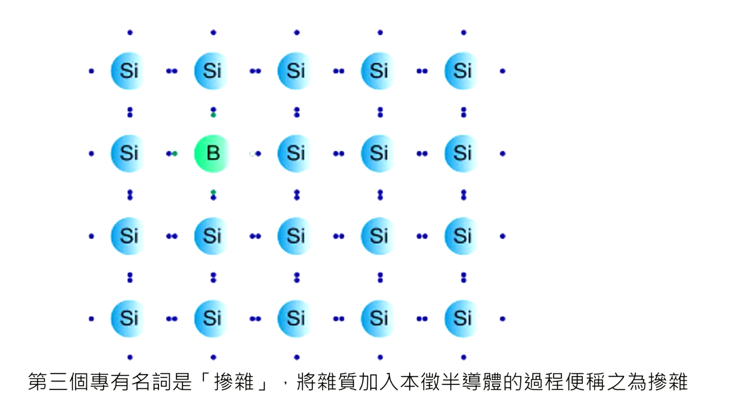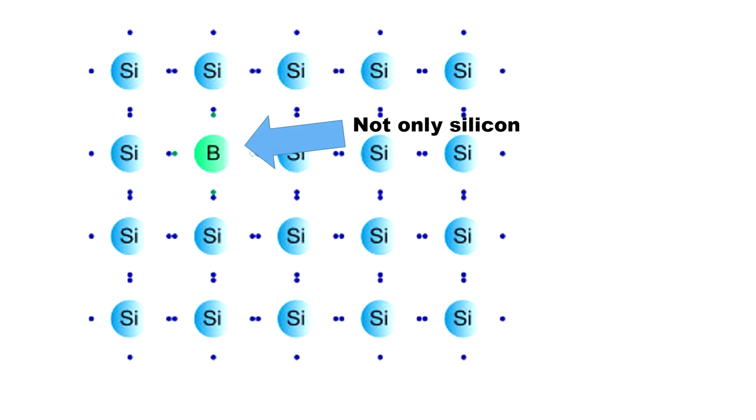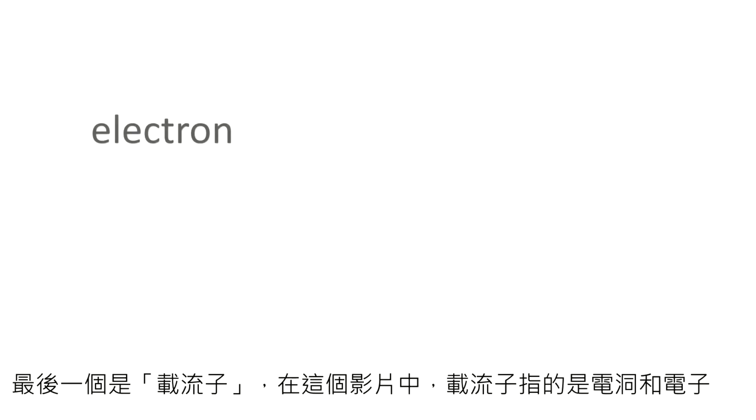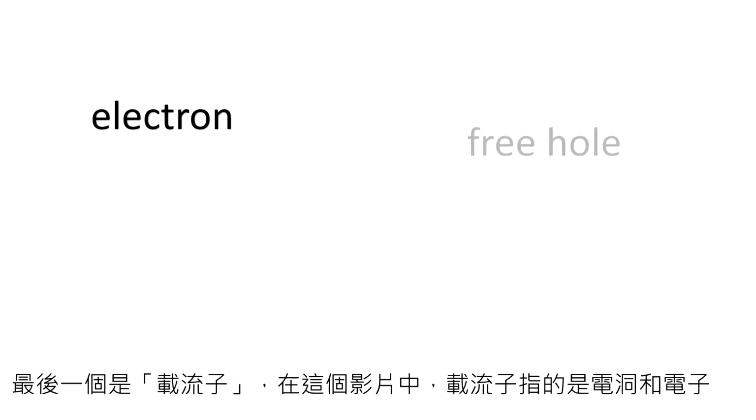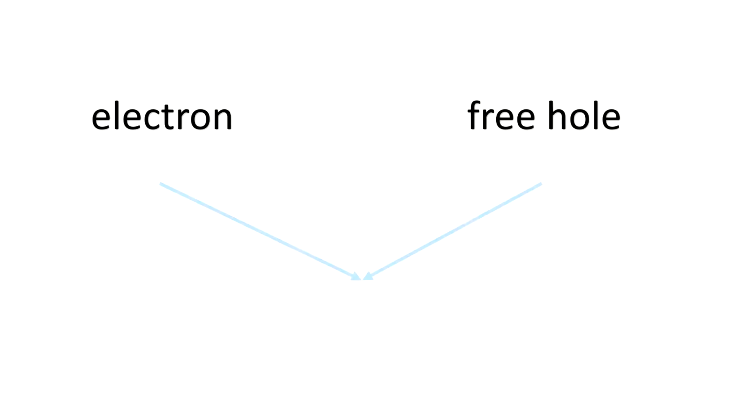The third one is doping. Doping is the process that adds tiny amount of impurities to intrinsic semiconductor. And the last one is carrier. In this introduction, carrier refers to free holes and electrons.